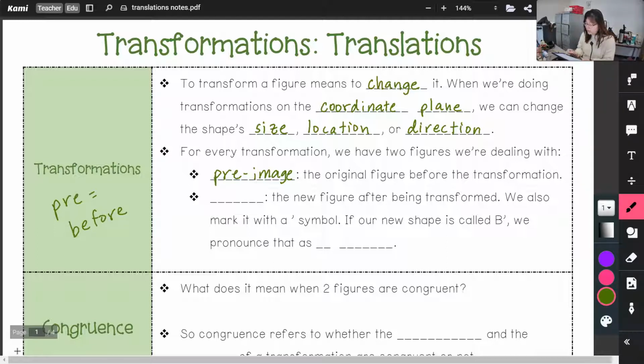And then when we have the new figure after being transformed, that is just called the image. So the pre-image is the before and the image is the after. Okay, we also mark it with this little apostrophe symbol, whenever we have a name. So for example, if the pre-image is called figure A, then after we transform it, the image will be A with a little apostrophe on it, except we pronounce that apostrophe differently. If our new shape is called B with an apostrophe, we pronounce that as B prime.